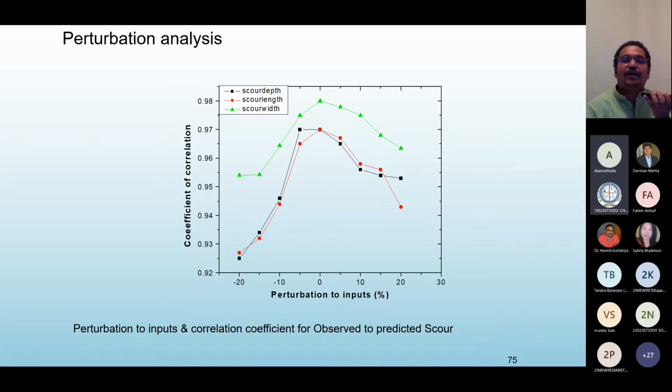So here, with erroneous data, this is how the error varies. These are the combinations. Okay, next please.